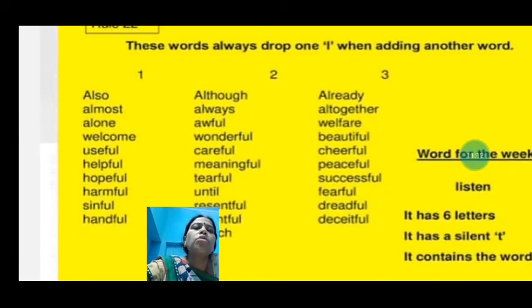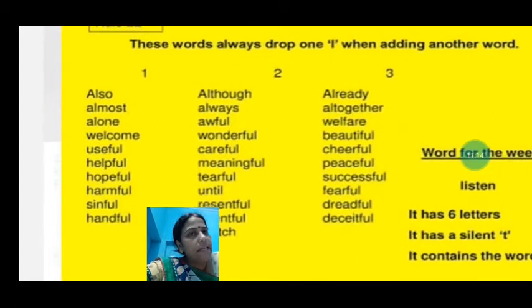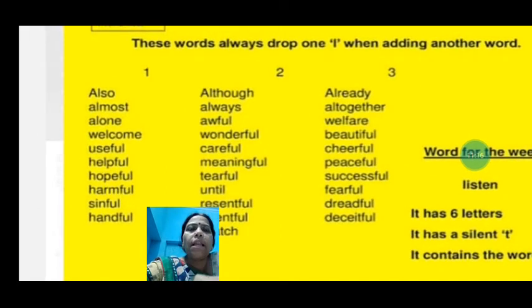So almost is double L plus MOST, it has become ALMOST. Alone is double L plus ONE, it has become ALONE. In all the words you see that there is only one L where it should be double L. We have removed one L and made the word, like in useful. We don't spell it with FU double L; we have removed one L and written it as useful.